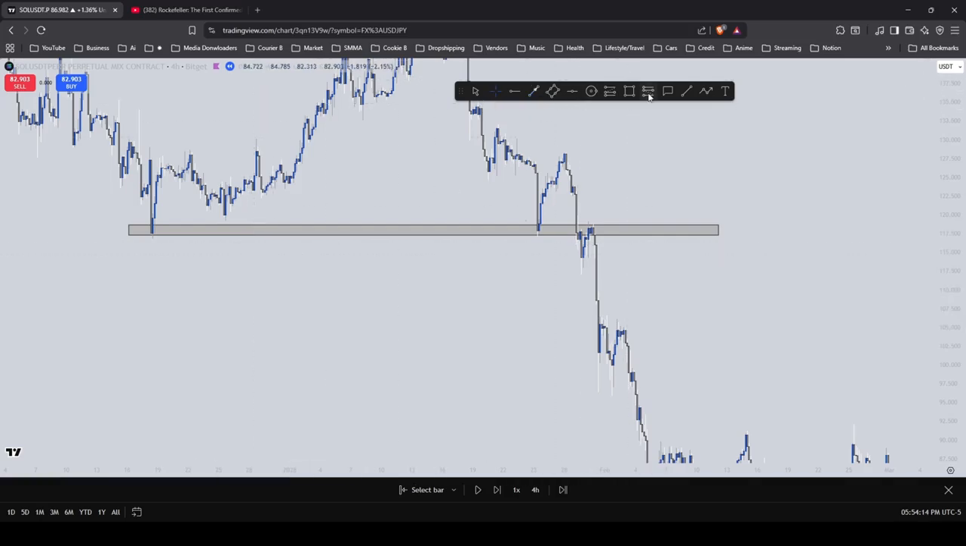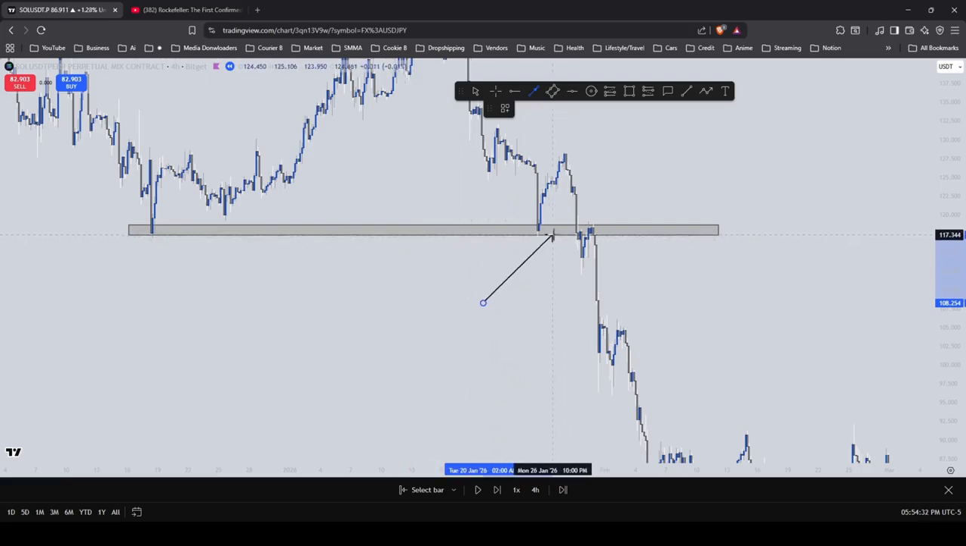So for this trade on Solana, the indication will be here. I don't know why I put it here. The indication will be here. This is the indication that, hey, we are selling below this resistance level. We're all good for sales.